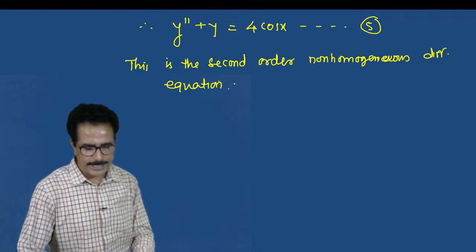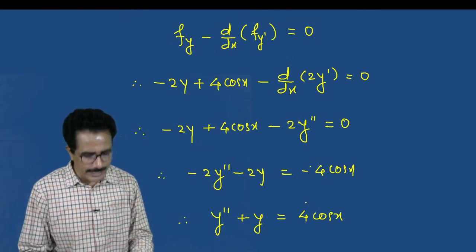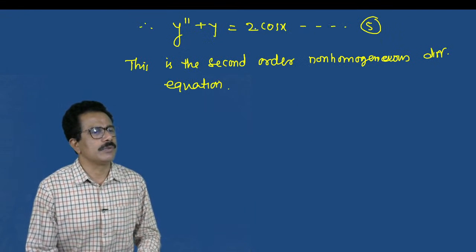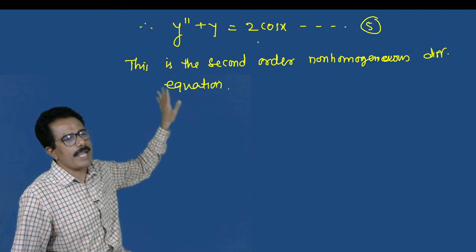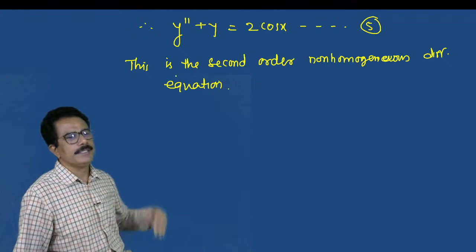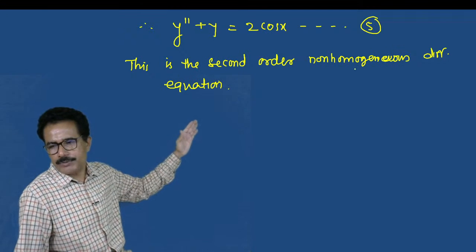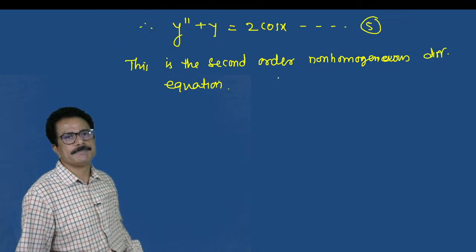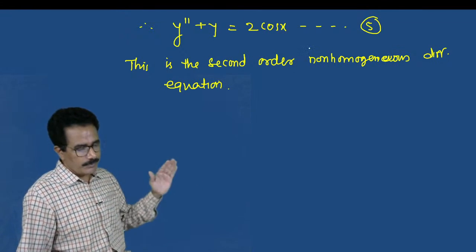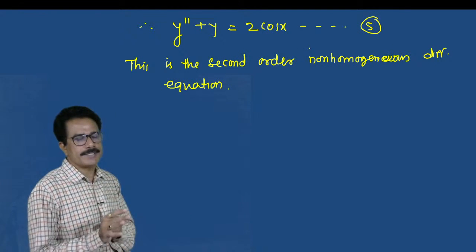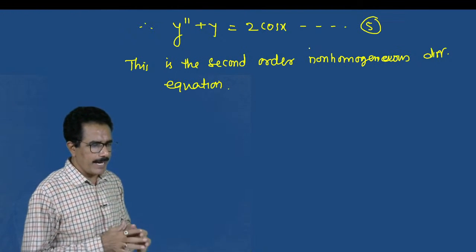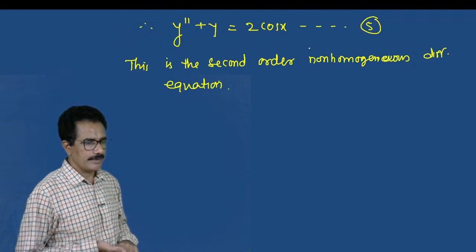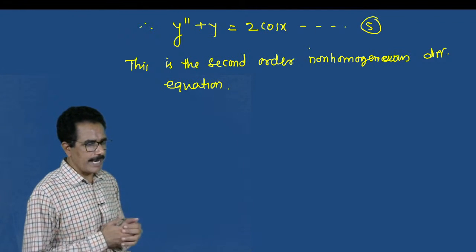So we can. Right. If we divide by this 2, then we will get 2. This will be 2. Okay, no problem. Y double dash plus y is equal to 2 cos x. Now this is a second order non-homogeneous ordinary differential equation. Then we have to solve this equation in two parts. One is a complementary function part, other is a particular integral part.